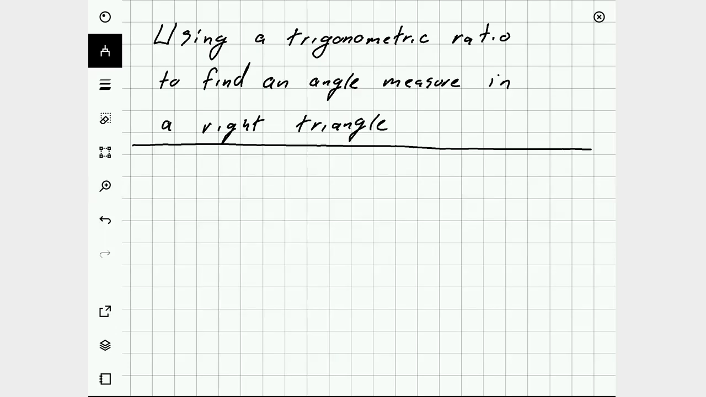Using a trigonometric ratio to find an angle measure in a right triangle. Just like in finding a side length, if we have something unknown in our triangle, we can set up a trigonometric ratio and work through. This will be kind of backwards from how we found the side lengths.